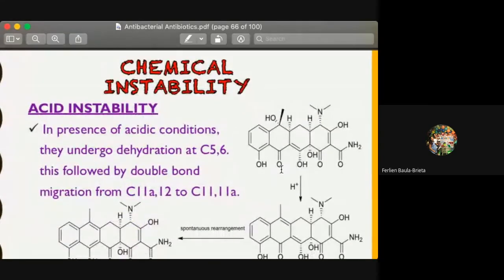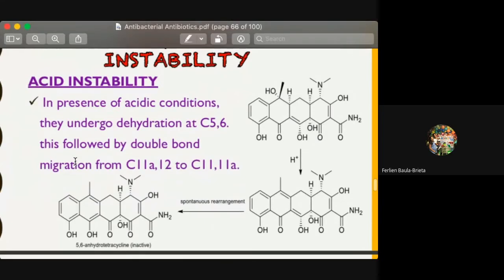Now, with regards to chemical stability, in the presence of acidic conditions, they undergo dehydration at C5 and C6. This is followed by double bond migration from C11. So this just explains why tetracycline is unstable in acid, because of the points at C5 and C6 and C11A and C12.